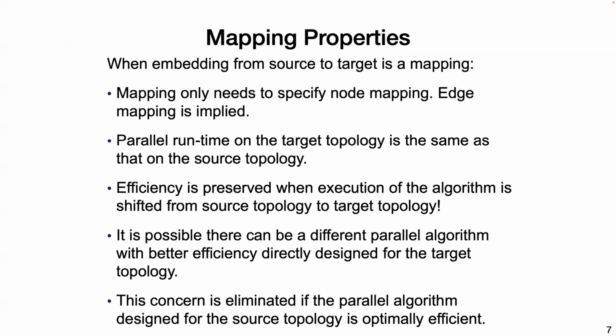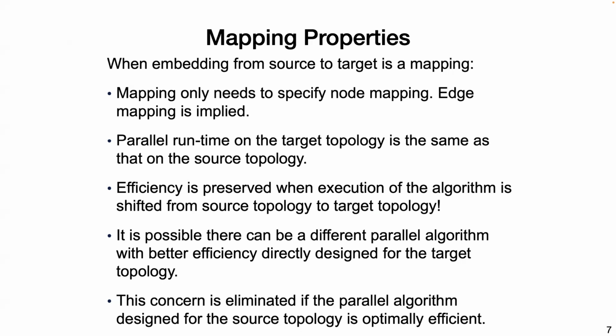It doesn't say that the parallel runtime would be good, it just says that it would be preserved. And similarly for the efficiency, if you have a mapping from the source to the target, the efficiency is the same because the parallel runtime is the same. That's also not to say that the thing is efficient. If your algorithm was inefficient on the source, it will be inefficient on the target as well. It just says that the efficiency is preserved.